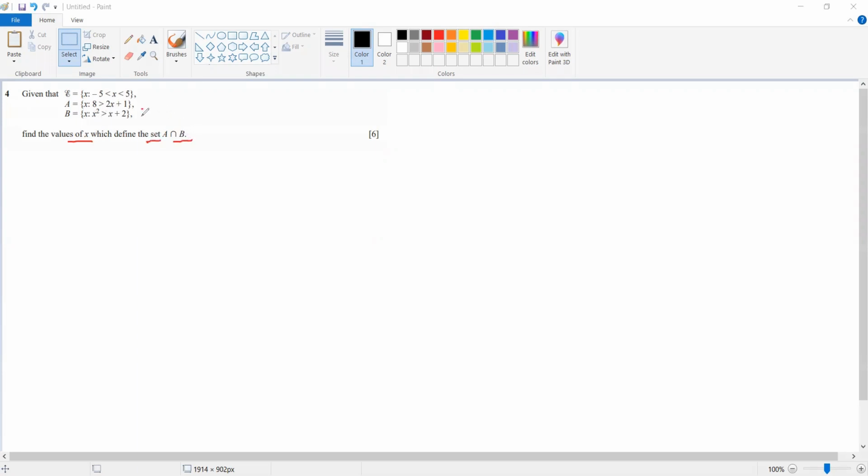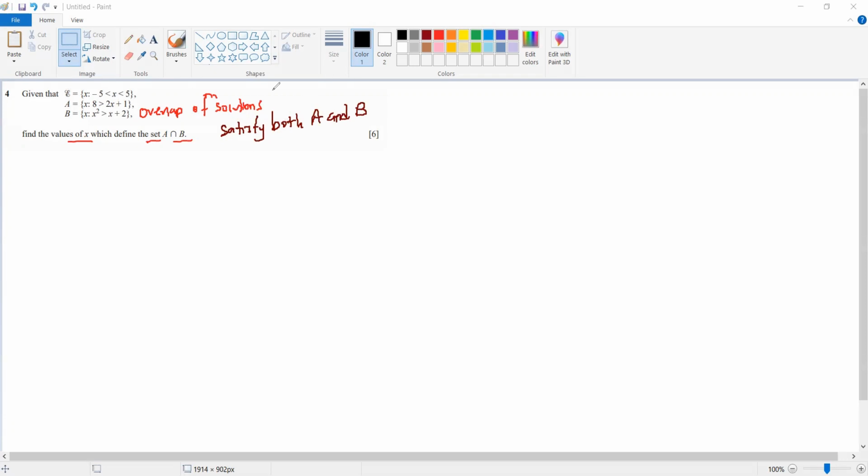That means they want to find the overlap of solutions, okay? The overlap of solutions which satisfy both the conditions in A and B. So to satisfy both A and B, the requirement within the world of the universal set is -5 to 5. That's what it means. Okay, now let's try to solve each part individually first.